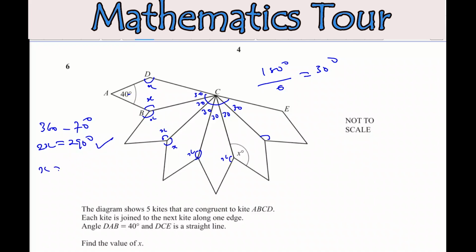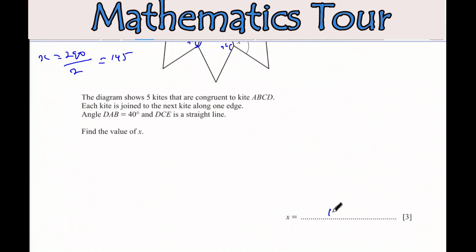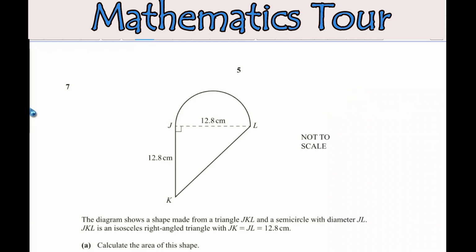So I can say x equals 290 divided by 2. So that will give me 145. So each of these is 145 degrees. So I can just scroll down and write 145 degrees here. Pretty simple and straightforward. So let's go to the next question. That should be question 7.